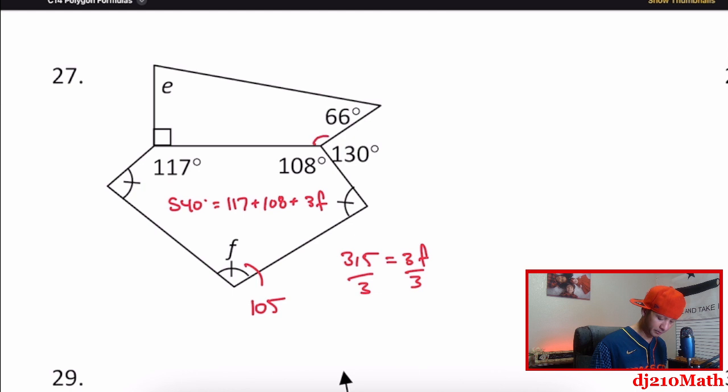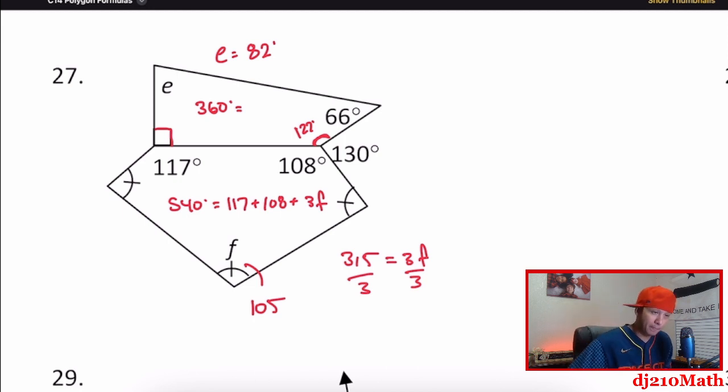Okay, so I think next would be best to find this angle. There's 360 degrees in a circle, so 360 minus 108 minus 130. We see that this is 122, which is nice because in a quadrilateral, this needs to be 360. So we have 90, that's what the box represents, 122 and 66. So 90 plus 122 plus 66, 278. So 360 minus 278 is going to be 82. E is equal to 82.